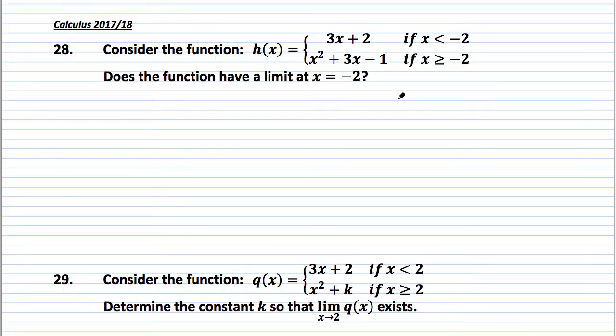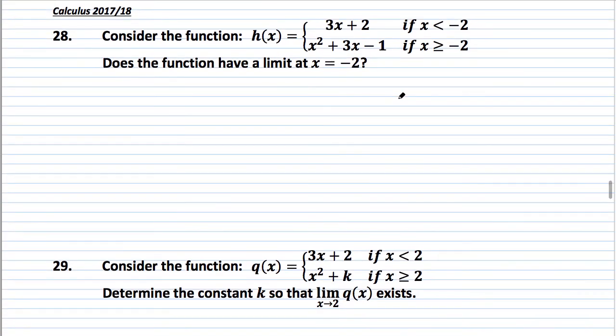So for question number 28 and on here, or for the next few questions, we have a situation where we have a piecewise function, so we have two halves of this function, and we are curious if the function has a limit that exists at x equals -2. So what does that mean? That means that h of x must approach one value at x equals -2 from both sides.